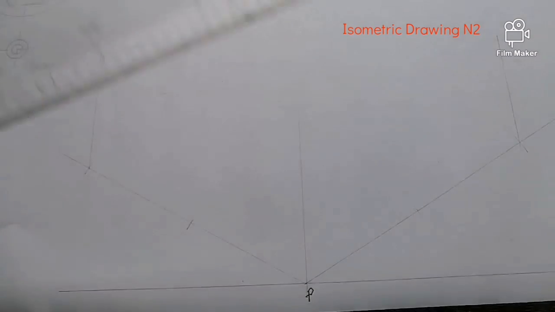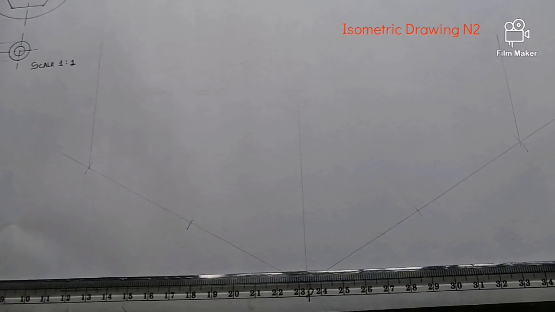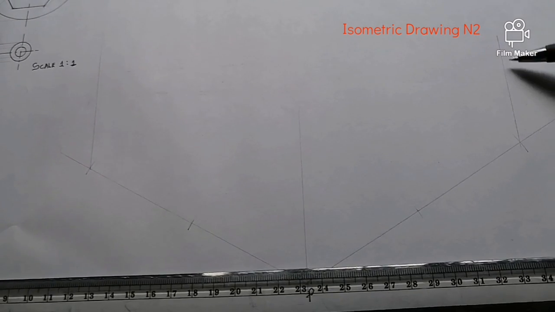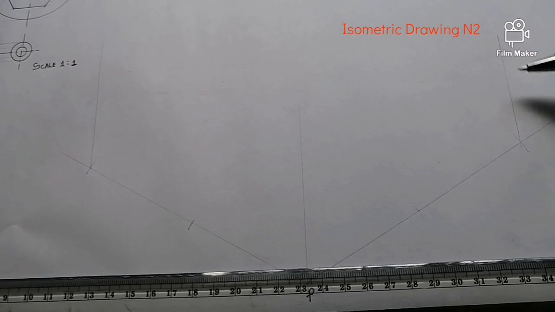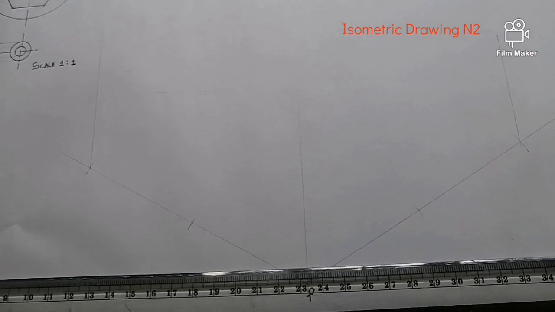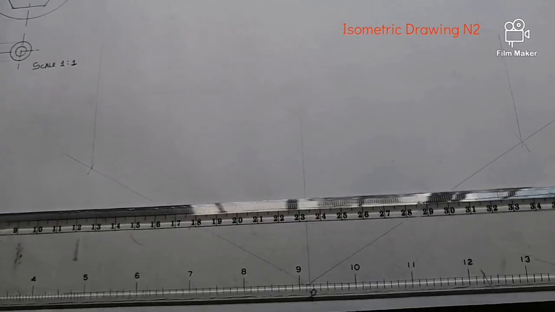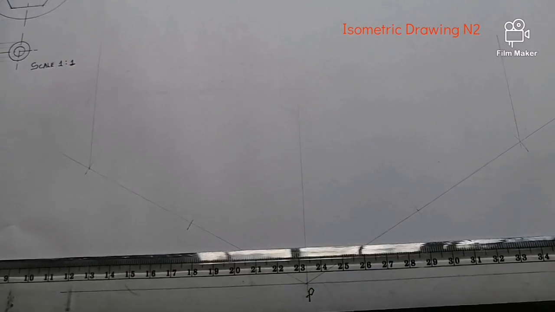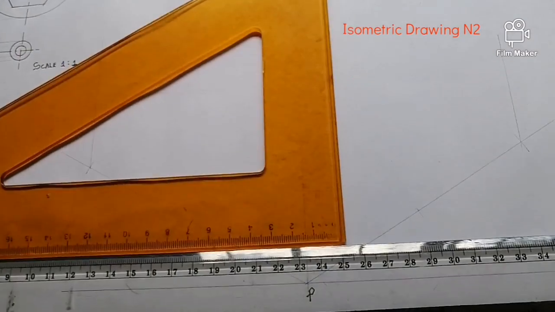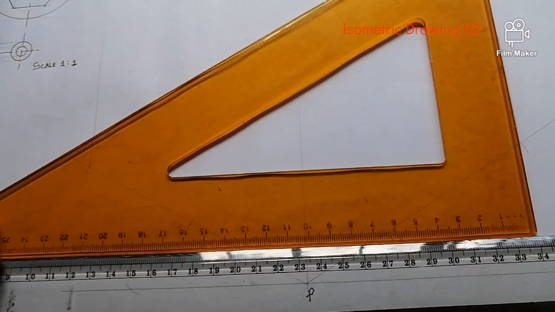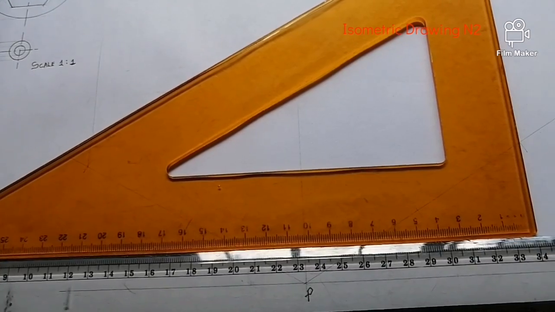so remember I'm drawing here. For instance, according to my camera, this looks like it's not vertical, but remember your T-square must always be attached to your drawing table or your drawing board, and then your ruler must flush over your T-square all together.